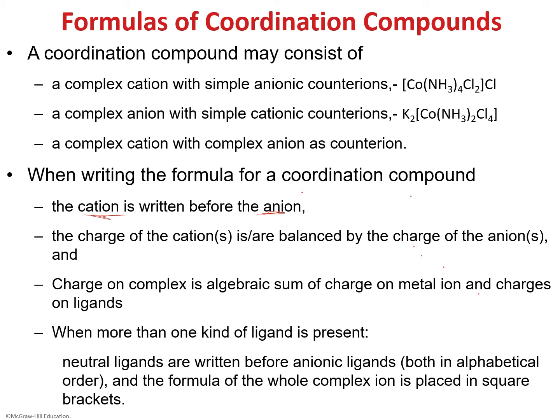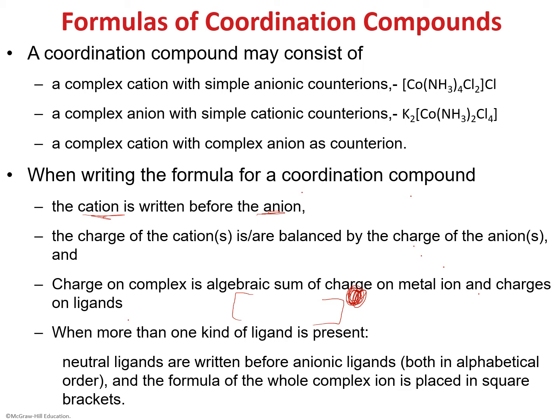Then the next rule is charge on the complex is the sum of the charge on the metal and charges on the ligand. So how do you find what is the charge on the complex ion, what we have just been doing? So whatever is in the parentheses, add the charges of everything and that would give you the charge, which is right here for the full ion.